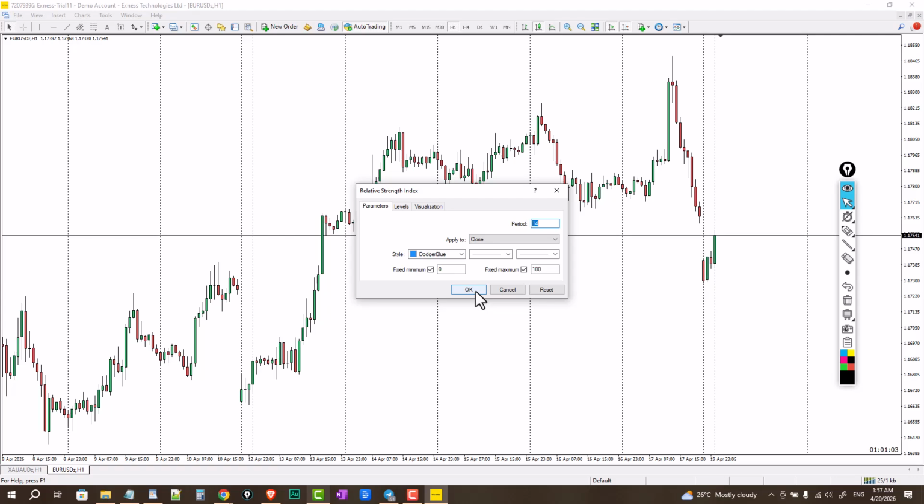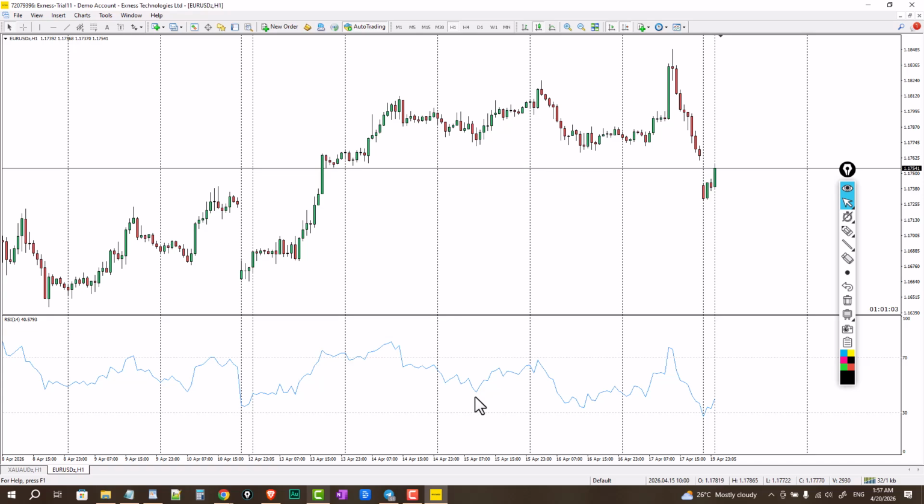In fact, to illustrate my point, I'm just going to click on OK, and this is what it's going to look like on your chart. But then we're going to take it a step further, and we're going to customize the indicator a little bit.